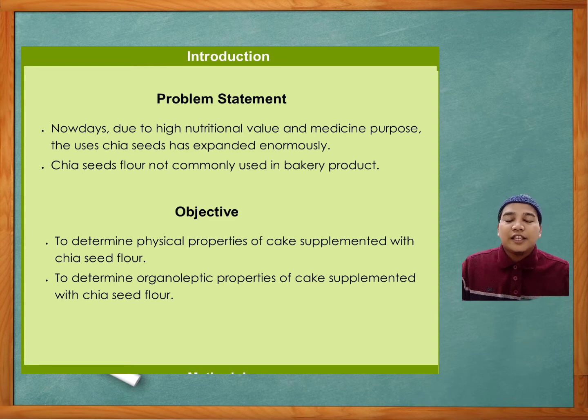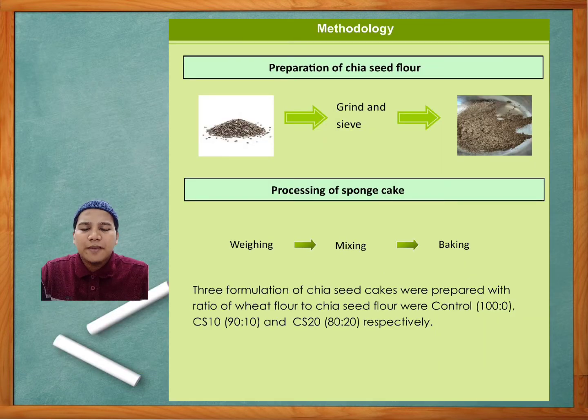For my objectives, first, to determine the physical properties of sponge cake supplemented with chia seed flour. Second, to determine the organoleptic properties of sponge cake supplemented with chia seed flour. Next, for my methodology, first, preparation of chia seed flour. Chia seed was ground and sieved to produce chia seed flour.